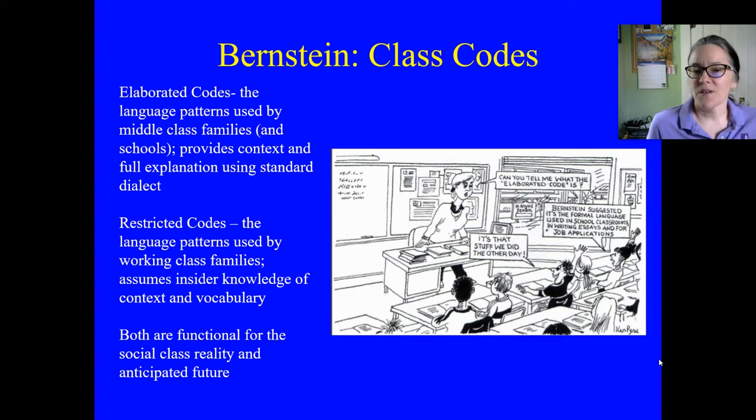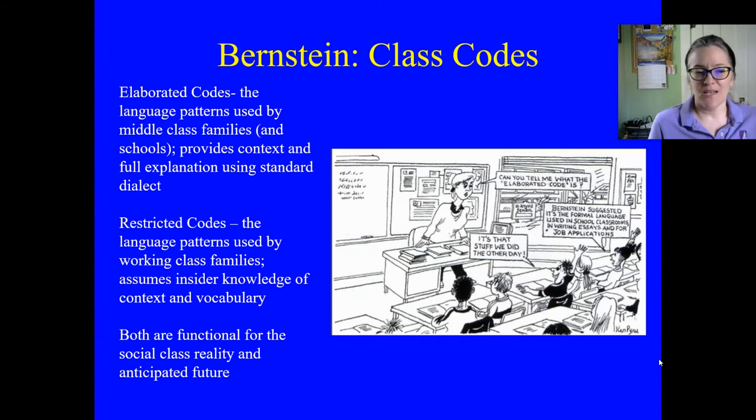So if you look at the picture, you see the teacher asks the class, "Can you tell me what the elaborated code is?" And the child that's using the elaborated code pattern tells us that Bernstein suggested it's the formal language used in school classrooms, in writing essays, and for job applications.